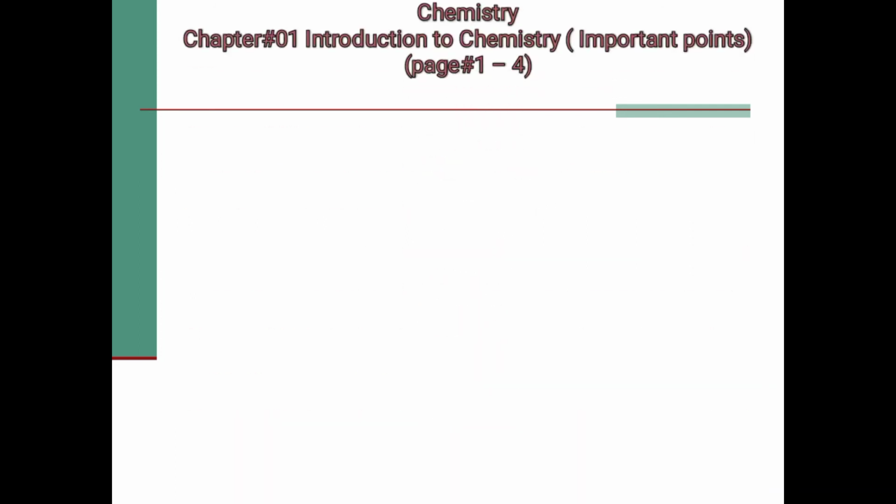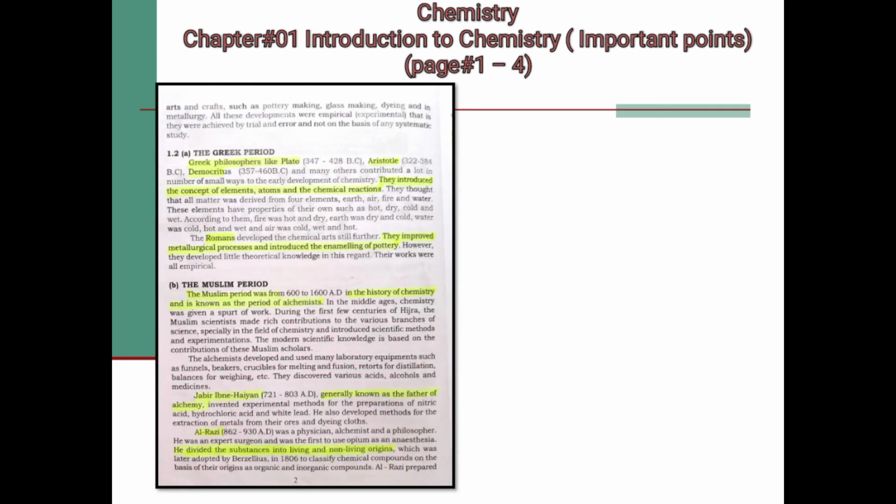First of all, open your chemistry book, chapter number 1, introduction to chemistry, from page number 1 till 4. On page number 1 you have the definition of chemistry as well as some importance of chemistry in daily life. So let's move on to page number 2. Kindly highlight and underline these points in your book.